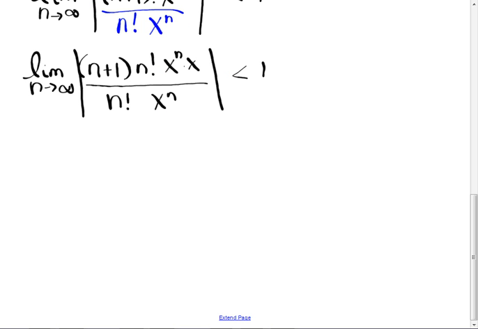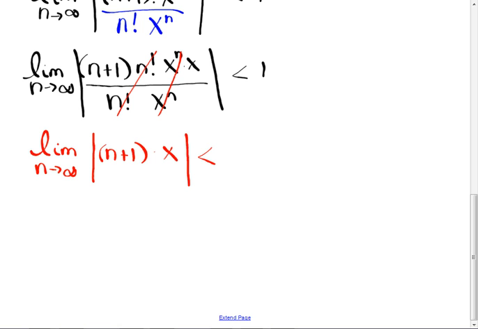Okay, what's going to happen here? We're going to cancel a bunch of stuff. We're going to cancel this out, and I'm going to get the limit as n goes to infinity of n plus 1 times the absolute value of x. I can't pull the x out, because it's in an absolute value. That has to be less than 1. What x values will make that less than 1? Keep in mind that as n goes to infinity, this is becoming infinite. There's only one x value that will work: 0. So this only converges at a point.